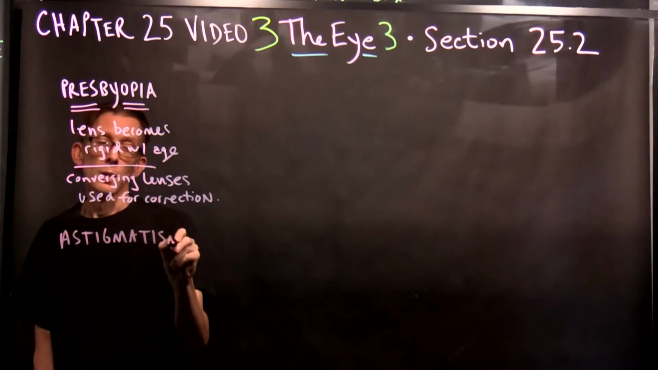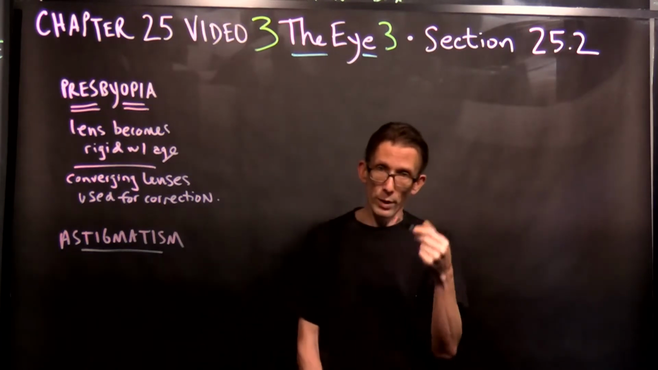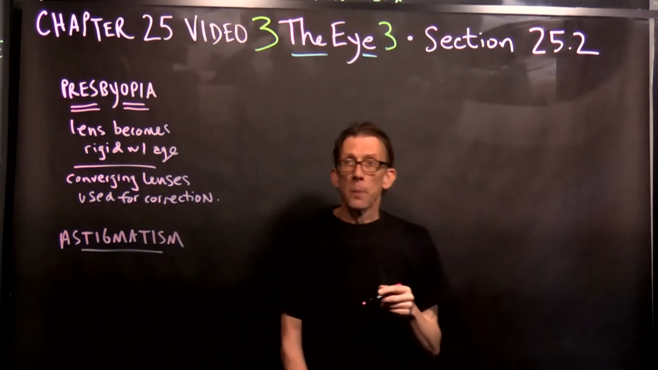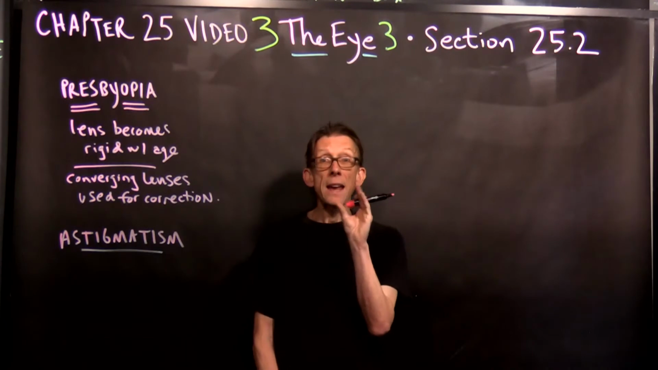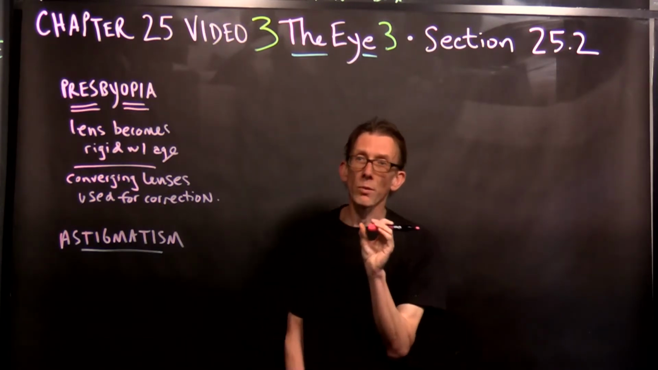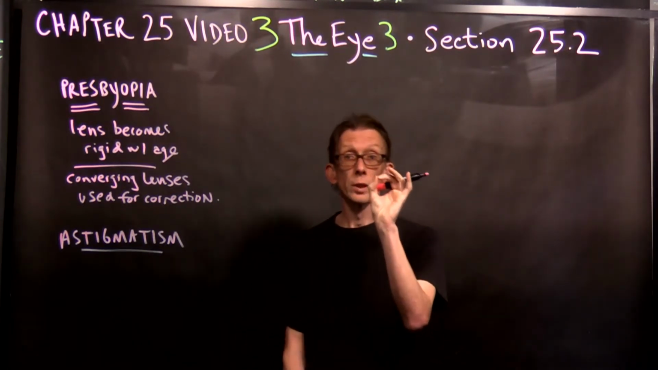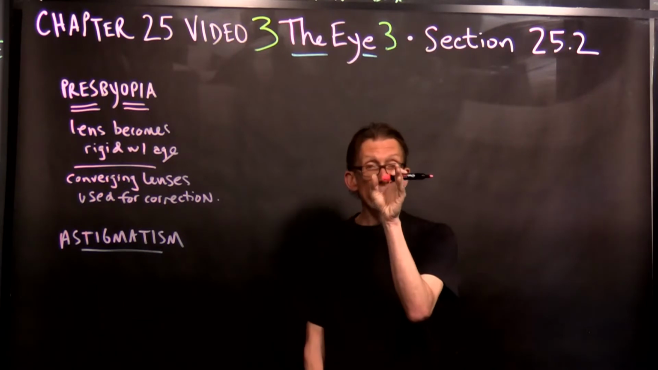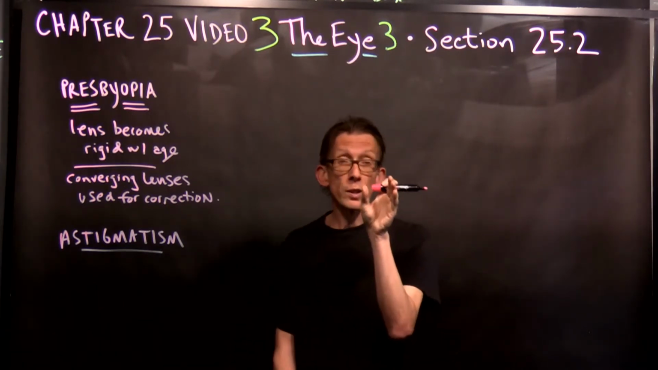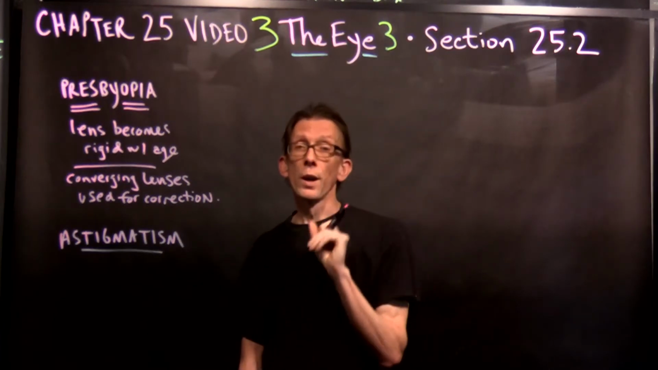Astigmatism. And that's where there's an irregularity in the lens or the cornea, but it is asymmetric. Okay, that means that not only the problem is not the same everywhere, that there's some asymmetry involved. Maybe the lens bulges a little bit on the side for whatever reason, or maybe it's become rigid on one side first before the other.